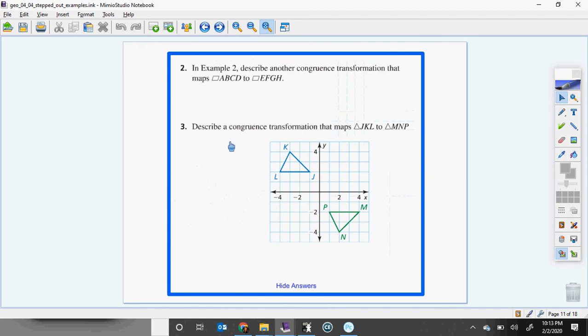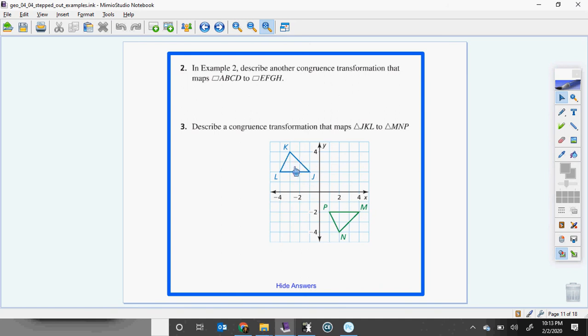Alright, let's look at number 3 down here. It says, how do I get from JKL to MNP? Again, J and M are the first letters, so those two letters correspond. That point has to go there.